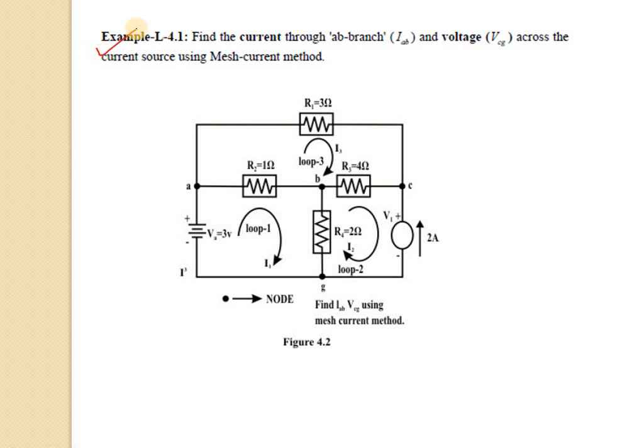Find the current through AB branch and voltage CG across the current source using mesh current method. That means we have to find the voltage between C and G. This voltage we have to find, and the current IAB. That means this current we have to find.